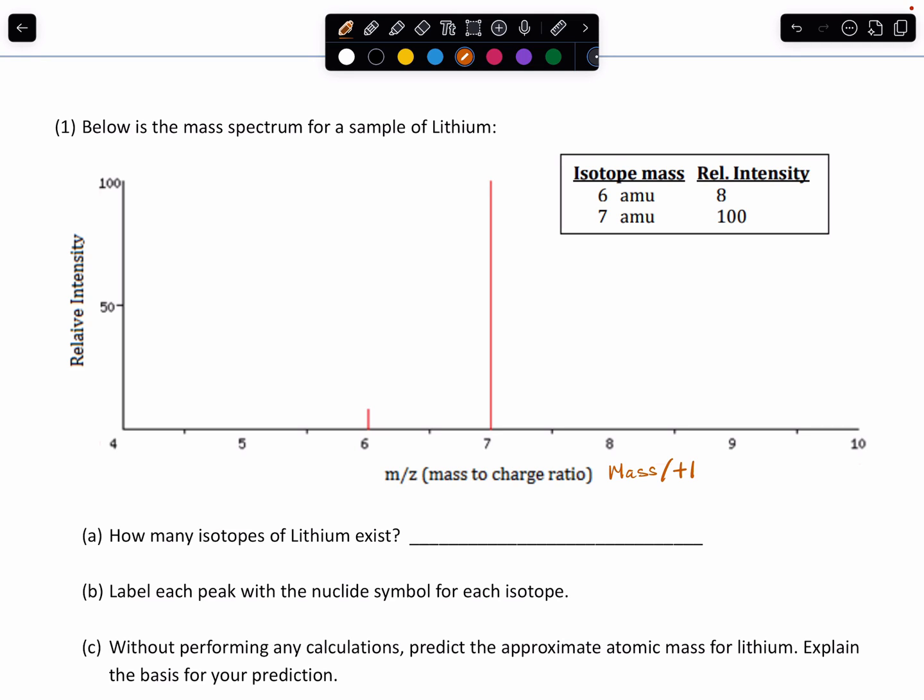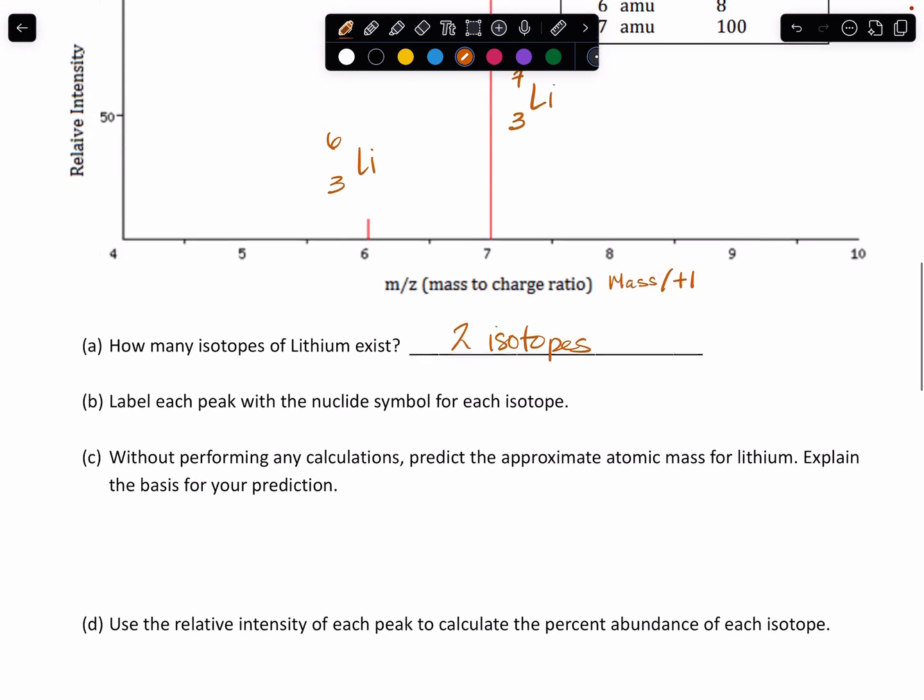All right. So first up, how many isotopes of lithium exist? So according to this, I have 2 peaks. So there are 2 isotopes. All right. Label each peak with the nuclide symbol for each isotope. All right. So remember, that's the atomic notation. So lithium, all right, this has a mass of 6. All right. And lithium has 3 protons. So that'd be my nuclide symbol. And then for this one, this is lithium again, mass number of 7, still 3 protons. All right. So those are my 2 symbols.